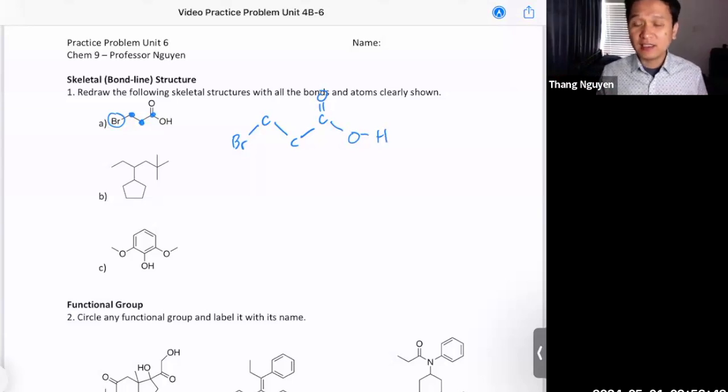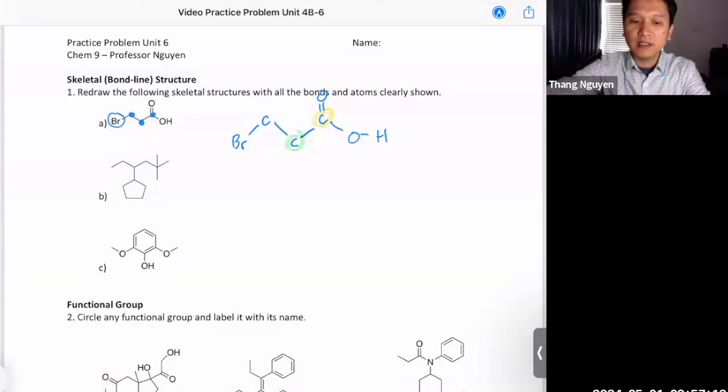Now, this structure is not yet complete because you have to look at all the carbons to see if there's any hidden hydrogens. So let's first start with the one on the right. The carbon on the right has already 4 bonds, so it's already happy, octet. Let's go to the second carbon.